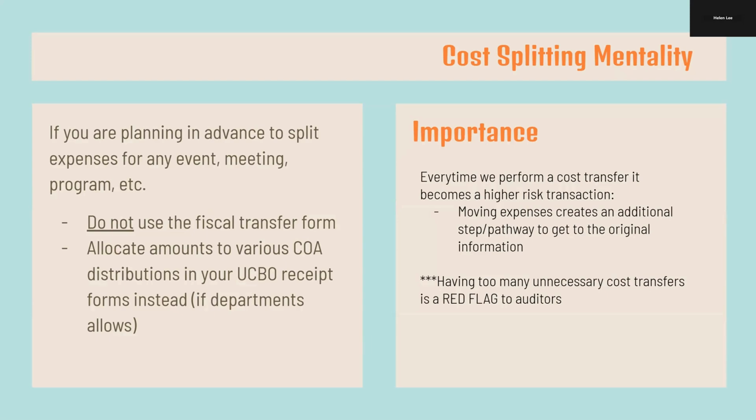Next, we'll move on to the cost splitting mentality. If you're planning in advance to split expenses for any type of event, meeting, or program, we recommend that you do not use the fiscal transfer form. Instead, we can allocate the amounts to various COAs in your UCBO receipt forms. So you'll go ahead and put in all the COAs that you want, and in Concur, we can allocate the expenses accordingly.